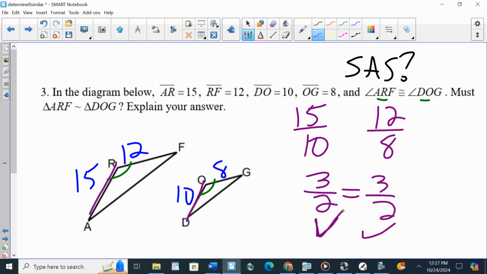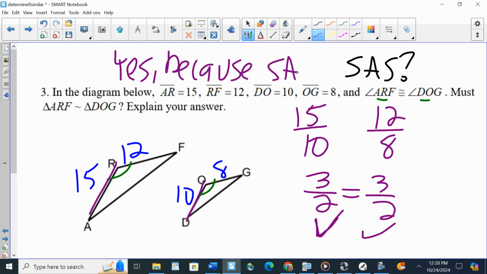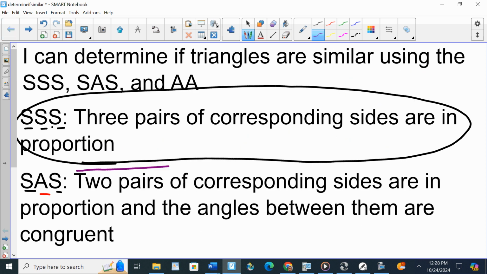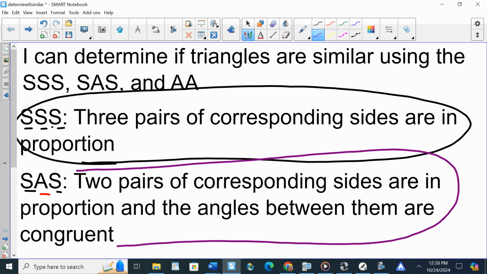So are the triangles similar? Yes. The short reason, because SAS. And the long reason is what SAS stands for. Yes, because two pairs of corresponding sides are in proportion and the angles between them are congruent.